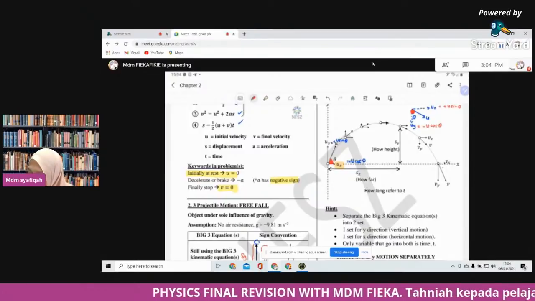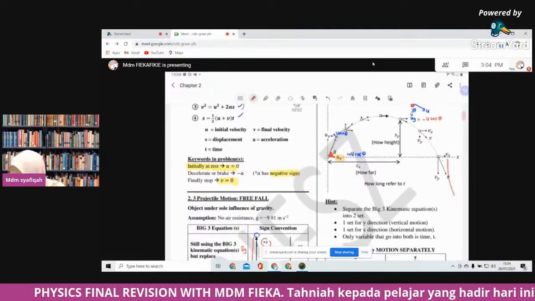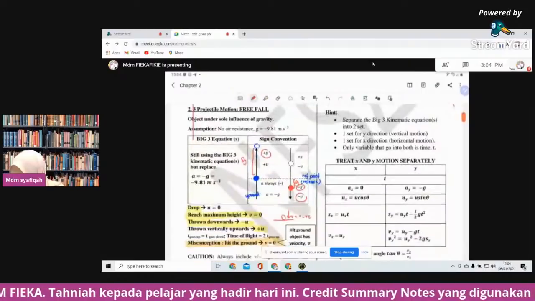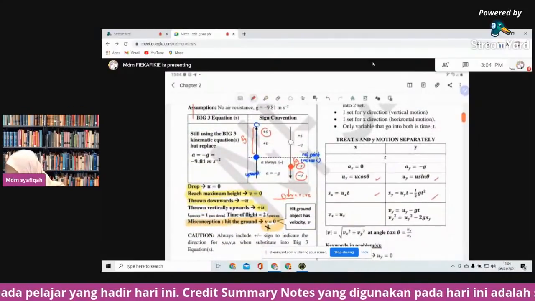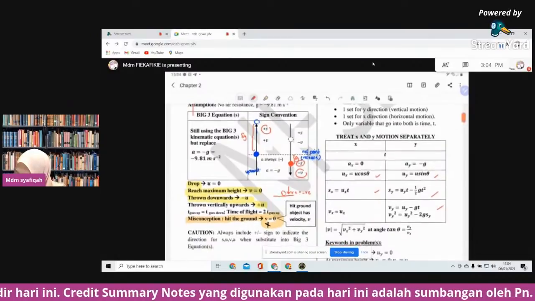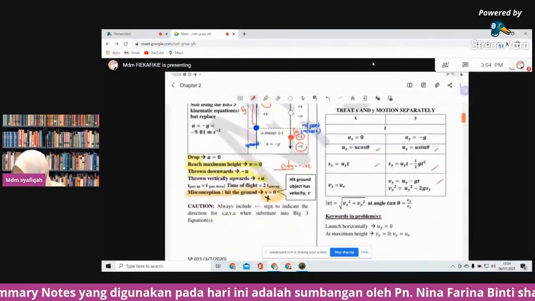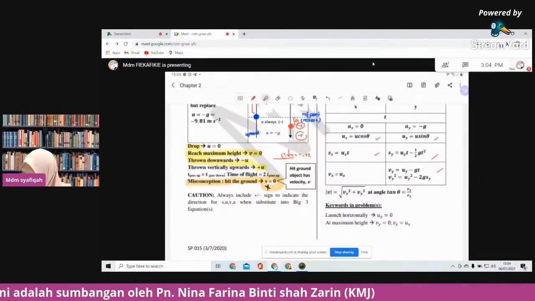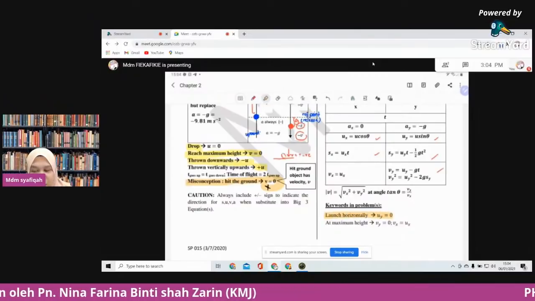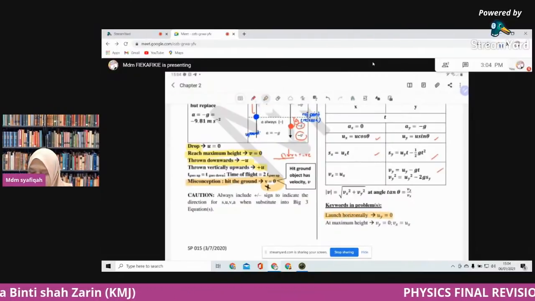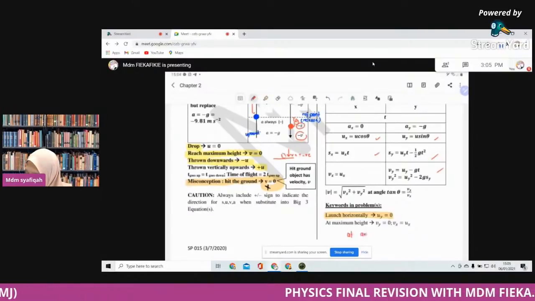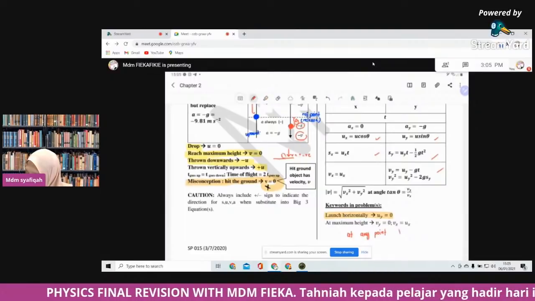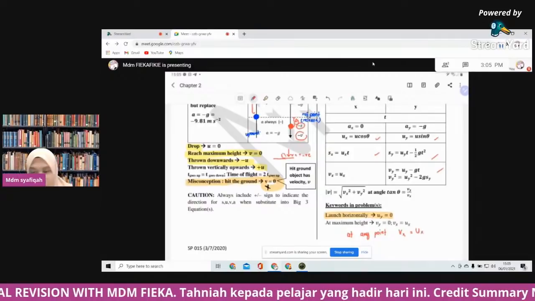Alright, so now look at here, sekejap. Okay, so ini equation saya rasa tak ada masalah, you boleh ingat. Alright. So keywords kat sini. So bila launch horizontally, Uy automatically is equal to 0. In projectile motion, at any point, Vx is always equal to Ux.